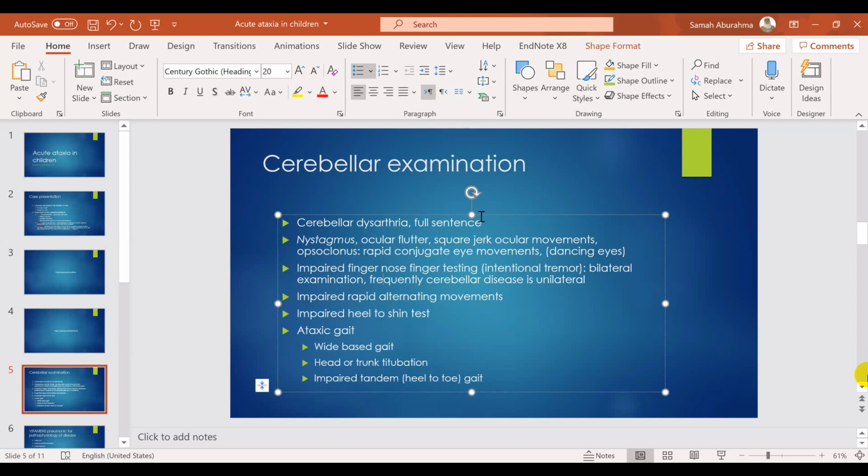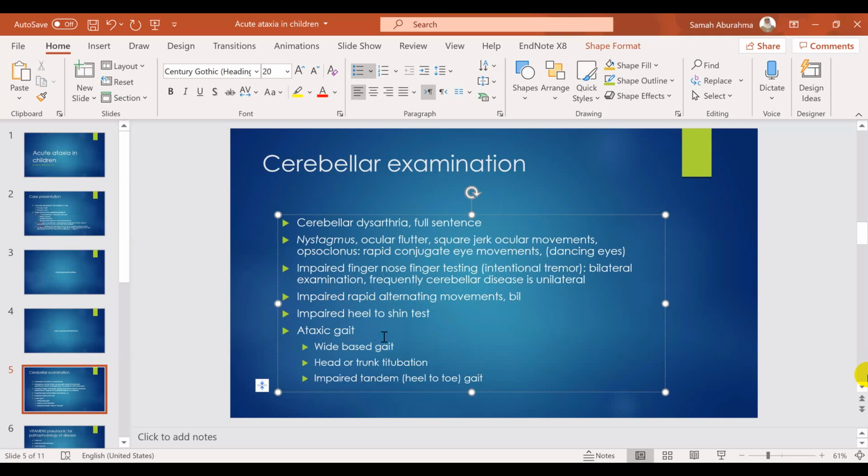Excellent. You know what I'm talking about, right? Okay, excellent. Impaired rapid alternating movements. Again, bilateral, don't forget the other side, impaired heel to shin, and ataxic gait, okay?